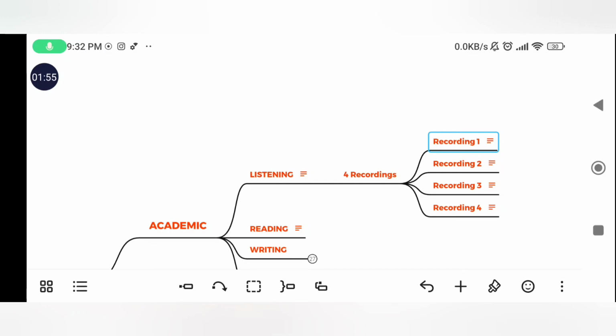One more thing you need to remember: in the IELTS listening exam, it is very crucial that you read the question first and then you move to the answers, because in some questions the examiner might ask you to write down one word, one number.